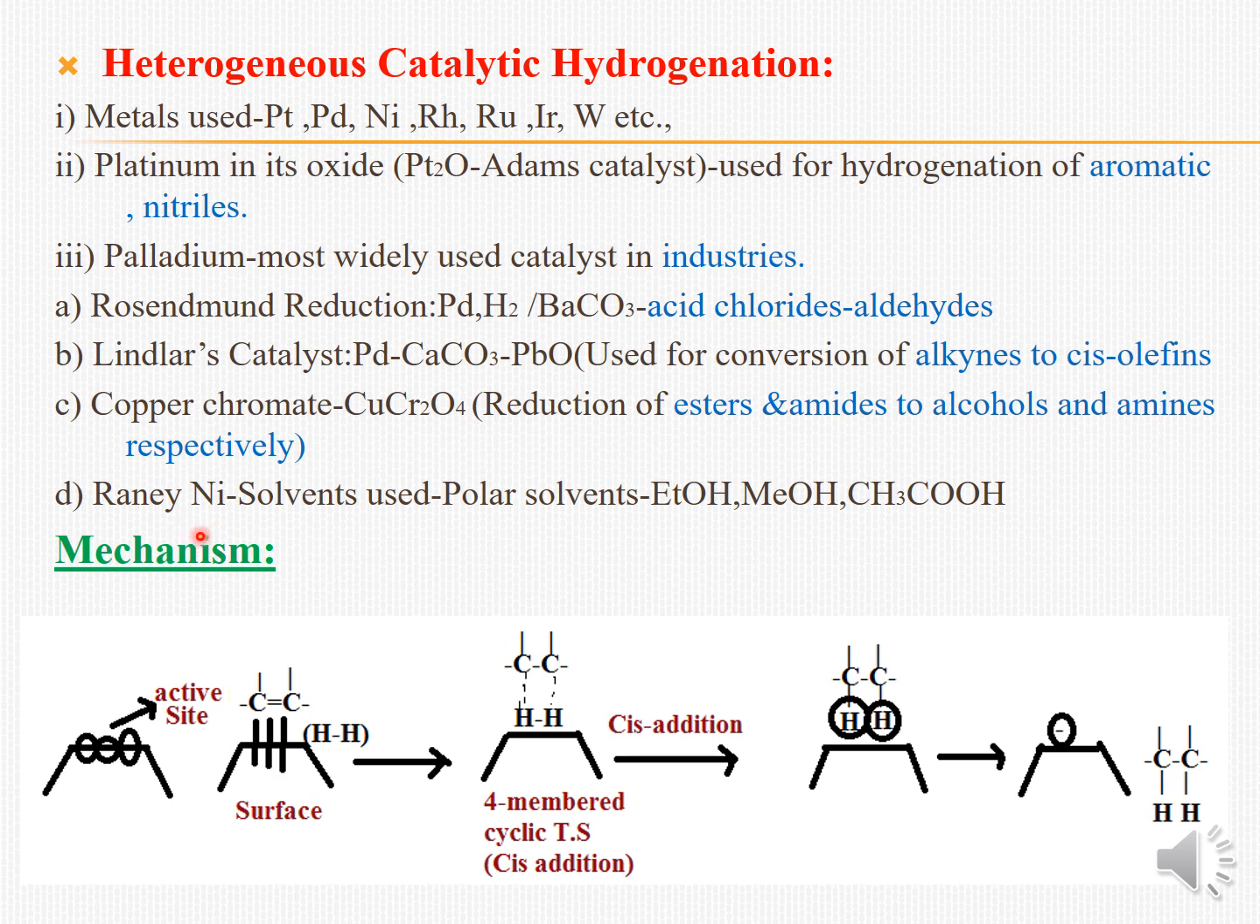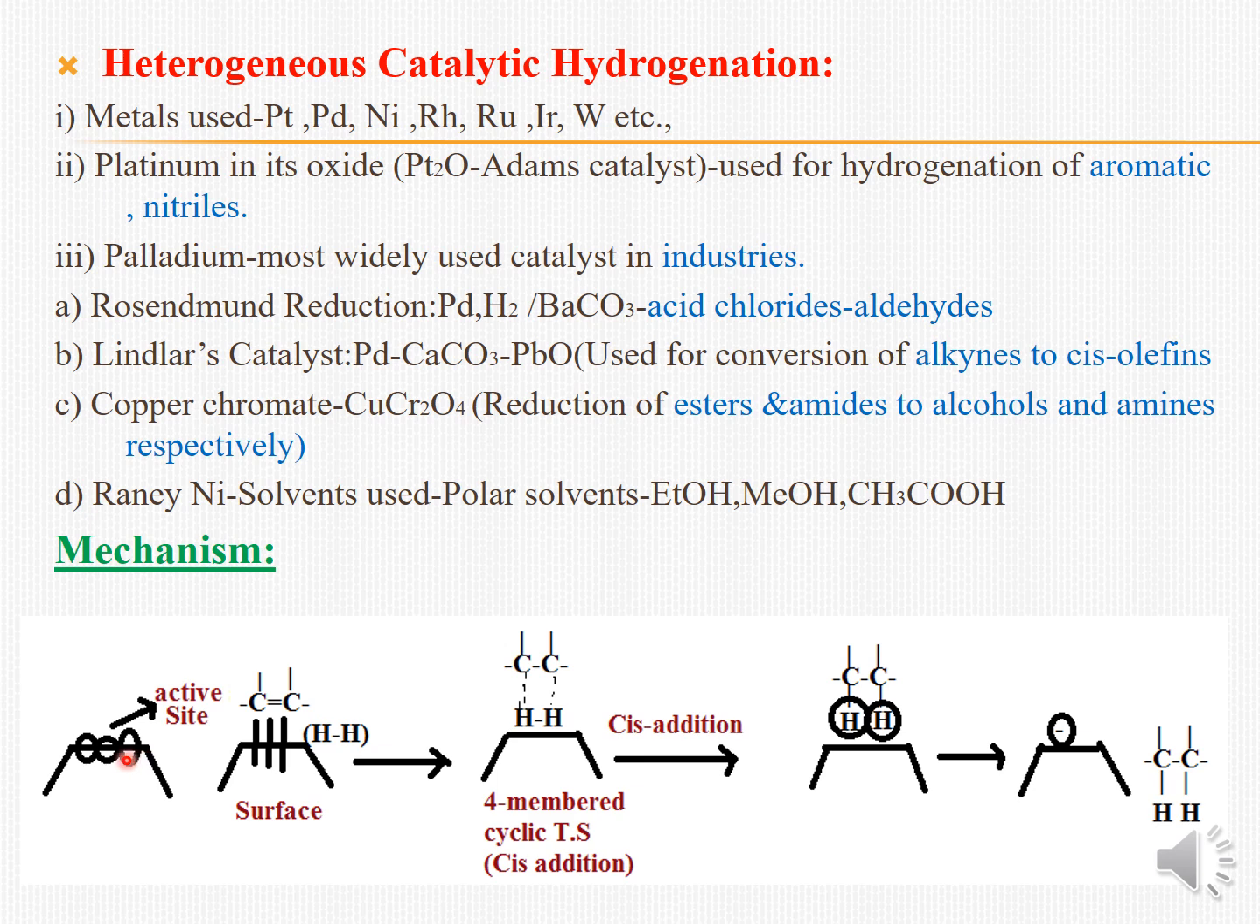And then Raney nickel, you have studied earlier also in the reagent chapter, and the solvents used will be polar solvents, we are taking ethanol, methanol and acetic acid here. Okay, let's see the mechanism which I have told you earlier also in the catalytic hydrogenation slide. Okay, so here if you see, this is your surface and then these are your active sites which are attached.